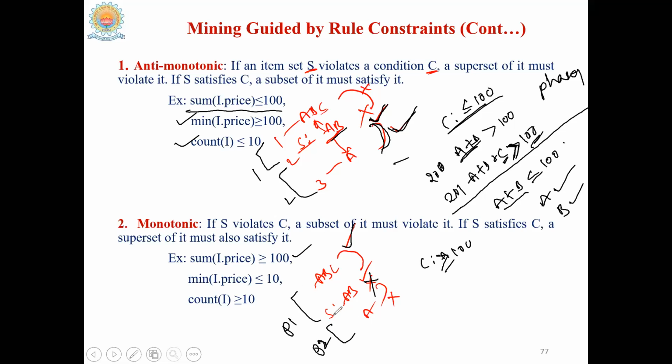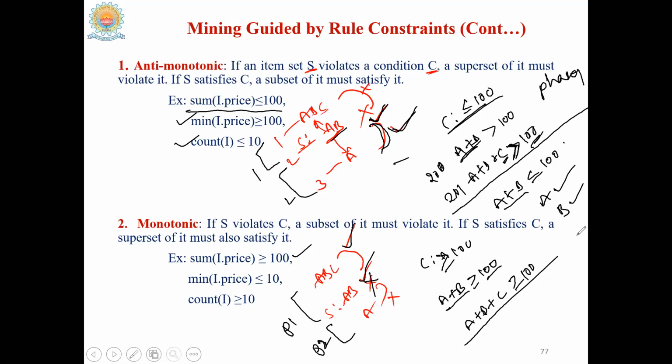So in phase 1, if the item set obeys the condition, then its superset also obeys the condition, right? Item set obeying the condition in the sense that the sum of A plus B is greater than or equal to 100. Superset in the sense, suppose you have purchased two items whose cost is more than 100. If you purchase a third item also, obviously the total cost is greater than or equal to 100. So it satisfies the first phase of the rule.